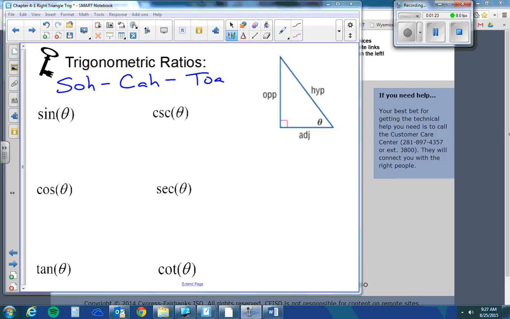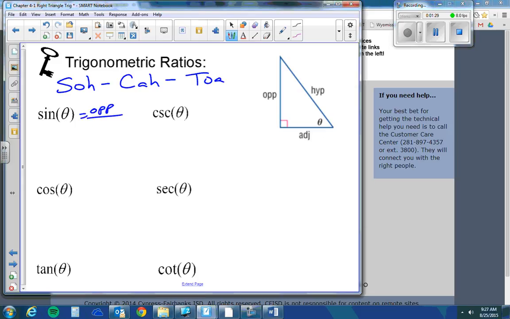Now, sine, then, what does it mean? Sine is defined as the ratio of opposite over hypotenuse. So put that for that definition. And then cosine is CAH, that's adjacent over hypotenuse. And then TOA for tangent means opposite over adjacent.